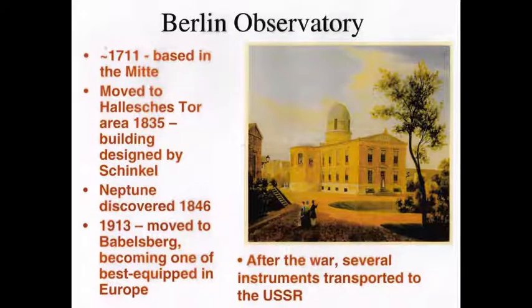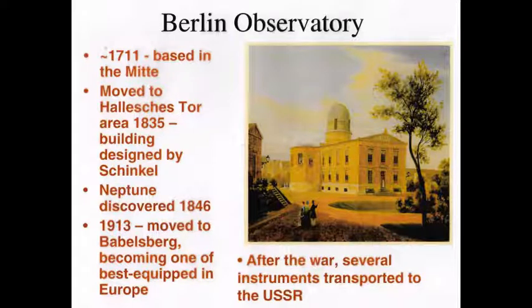And yeah, it moved in 1913 to Babelsberg, which is in Potsdam, becoming at the time the best equipped in Europe, according to this slide. And obviously that just remained so for a few decades anyway, before this new fashion of having observatories on the top of mountains and so on.